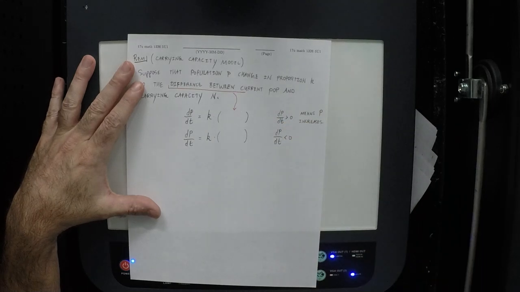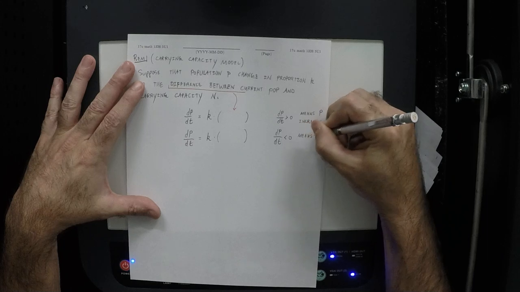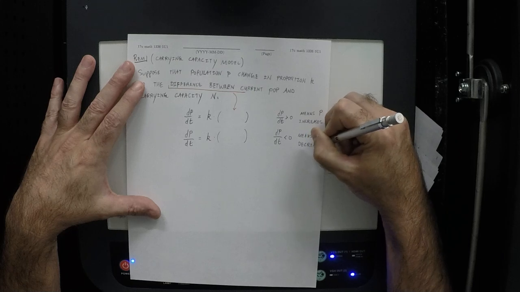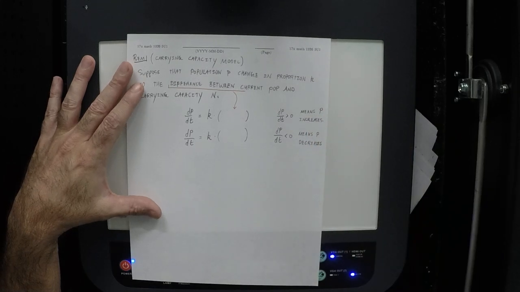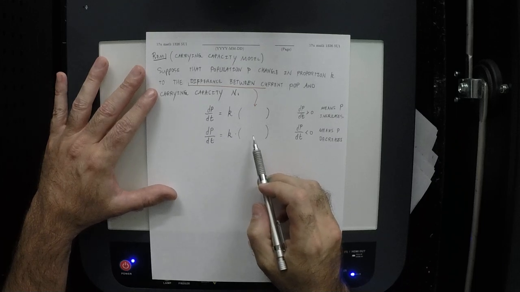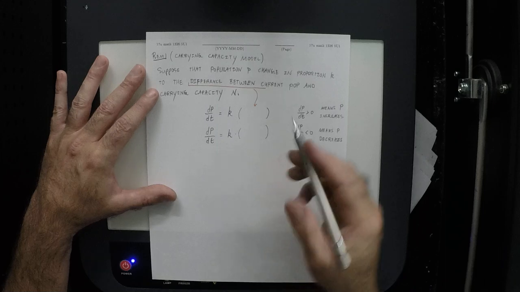when a derivative is negative, this means that p is decreasing. So what goes in here? That's it.